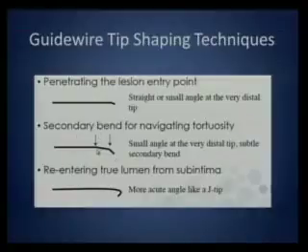Then you have a secondary bend for navigating tortuosity. If the vessel you're going into is very tortuous, then you need a secondary bend. This can be on the side wall, and this will help you. So, a small angle at the very distal tip and a subtle secondary bend. And the last is re-entering the true lumen from the subintima. Sometimes when you're treating peripheral vascular disease, you are actually not in the true track, you are in the subintima, and you need to come back into the true lumen. Then you make more of a J shape.